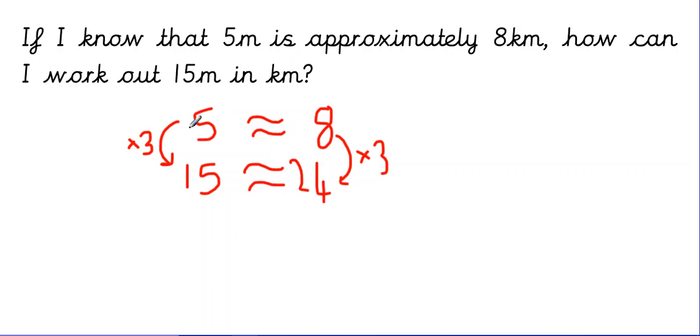So first of all, work out what you've done to get from one number to the other. In this case, I had 5 miles and 15 miles. I worked out that I'd multiplied 5 by 3 to get 15. And then you would do exactly the same to your other side. So I would multiply my other side by 3 as well.